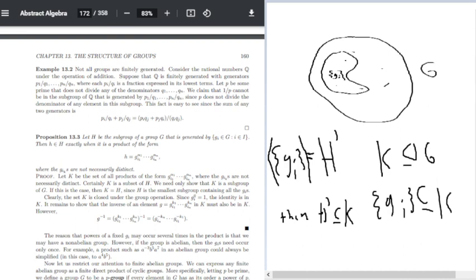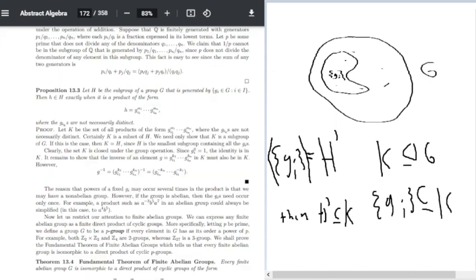This fact is easy to see since the sum of any two generators, pi/qi plus pj/qj, is equal to (pi qj plus pj qi) over qi qj. And since p doesn't divide any of the qi qj, we obviously can't have a denominator that simplifies down to something over p.